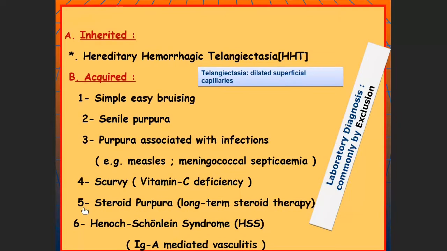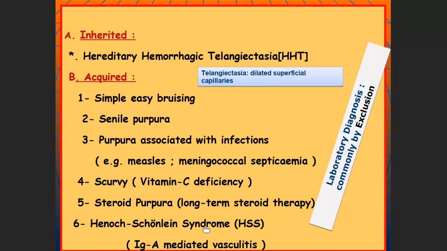The fifth type of purpura is due to prolonged use of steroids, causing tissue atrophy or connective tissue atrophy. Prolonged use of steroid will lead to connective tissue atrophy and purpura. And the last, and not the least, is an immune-mediated type of purpura, occurs in childhood, known as Henoch-Schönlein syndrome.